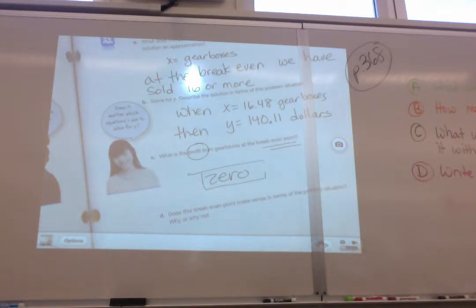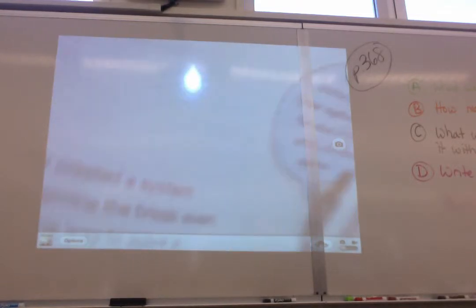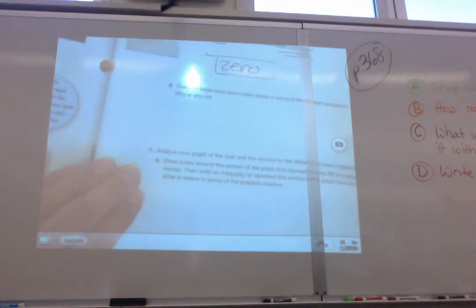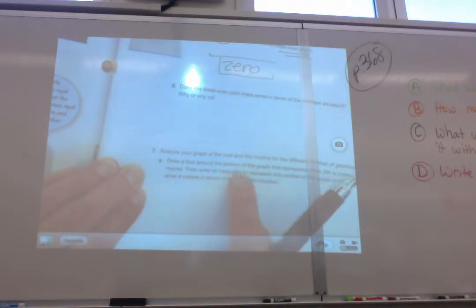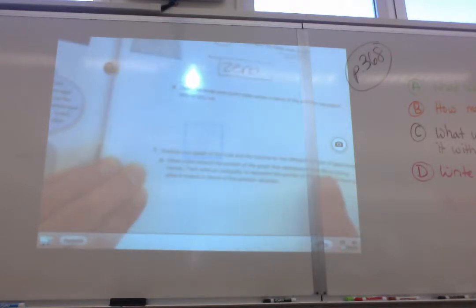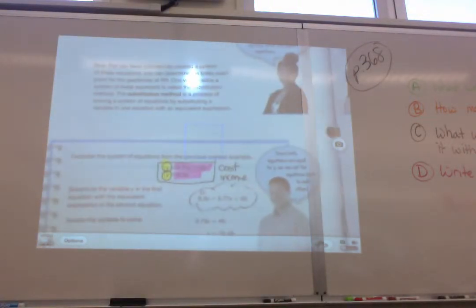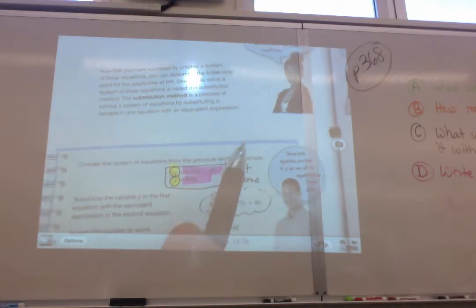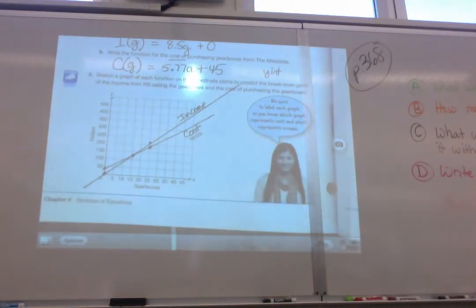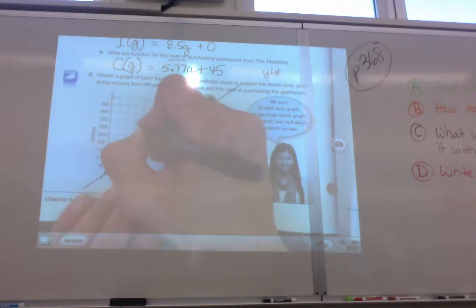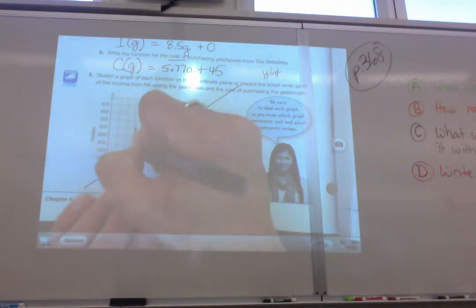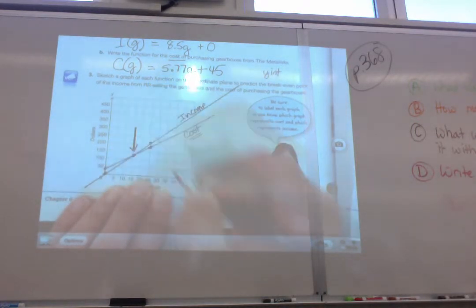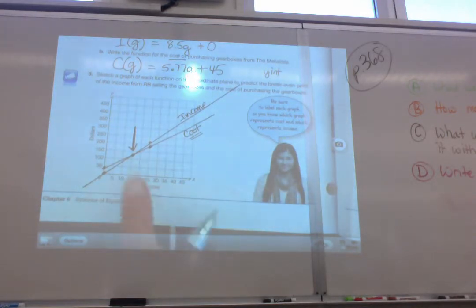Analyze your graph of cost and income for the different number of gearboxes. Draw a box around the portion of the graph that represents when RR is losing money. Okay, back to our graph. This will be the last thing, folks. Here's the break-even point. Put a star there or an arrow or something. Break-even point. Where on the graph are we making a profit?